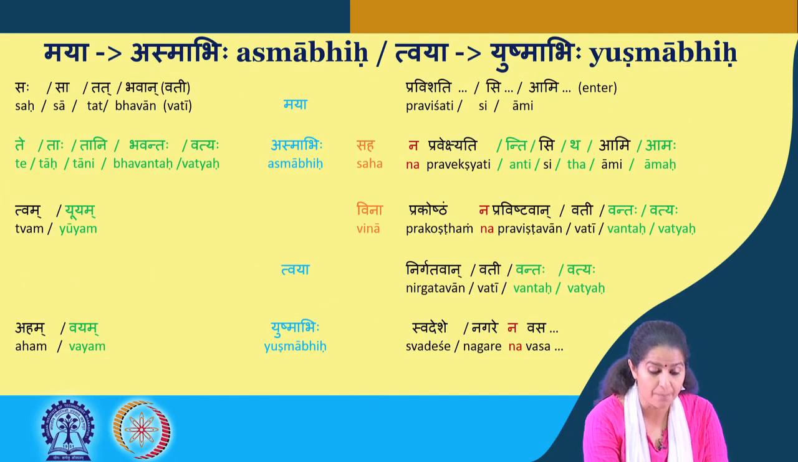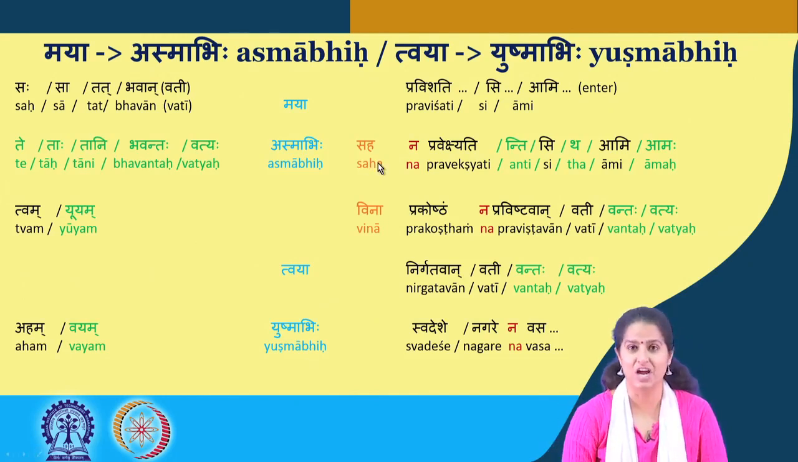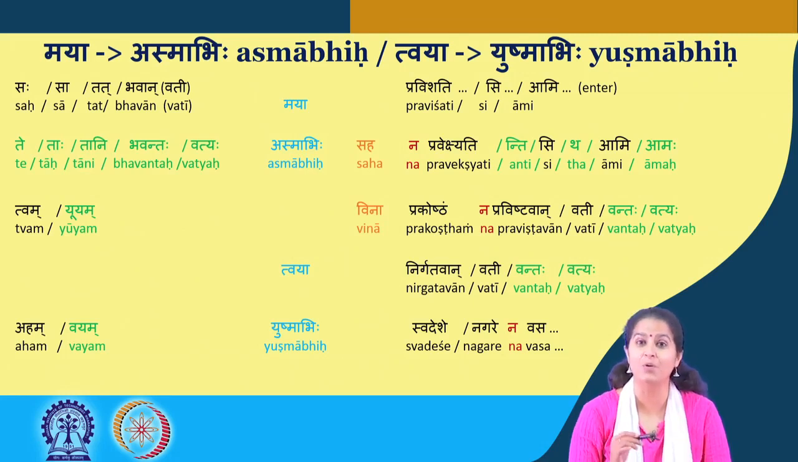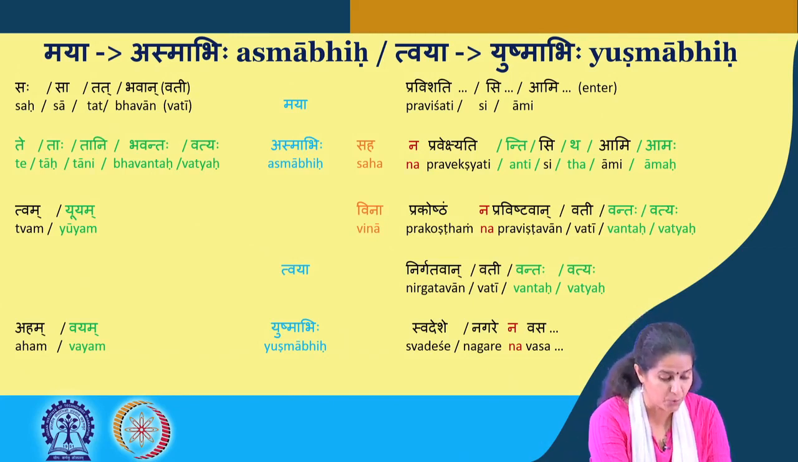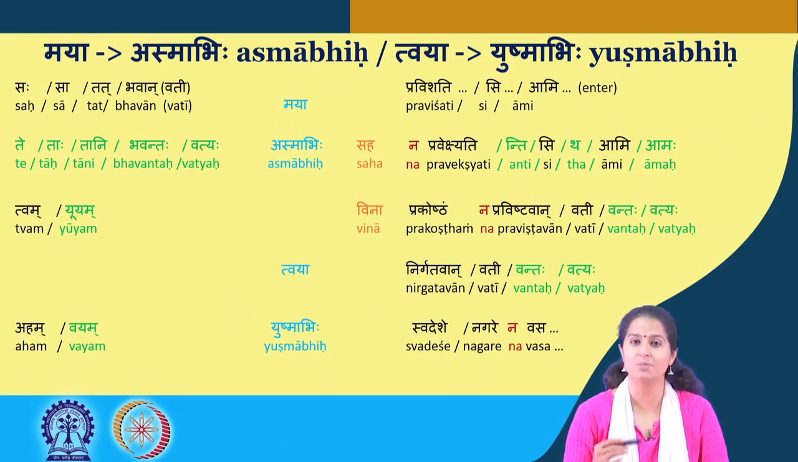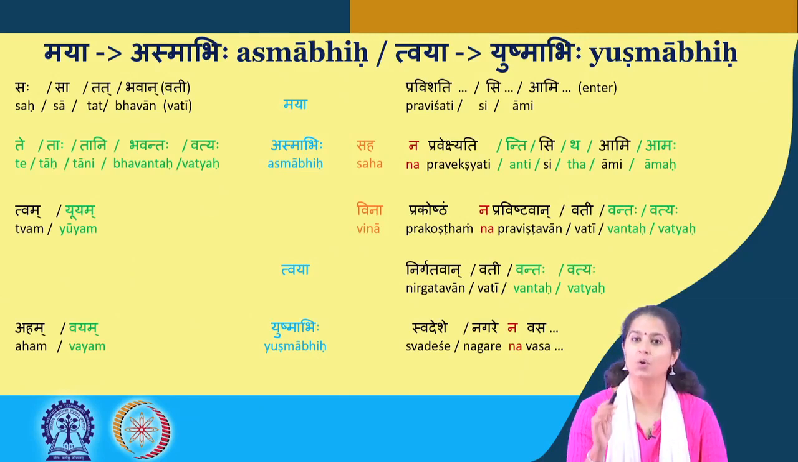Or you can say aham yushmabhihi saha na pravekshyami, I will not enter with all of you. But if you want to use vina here, you would say aham tvaya vina pravekshyami, which means I will enter without you. And now, in the plural, aham yushmabhihi vina pravekshyami, which means I will enter without you.